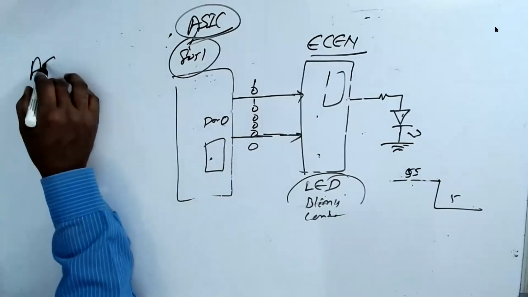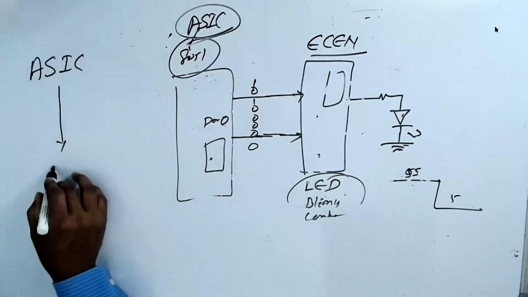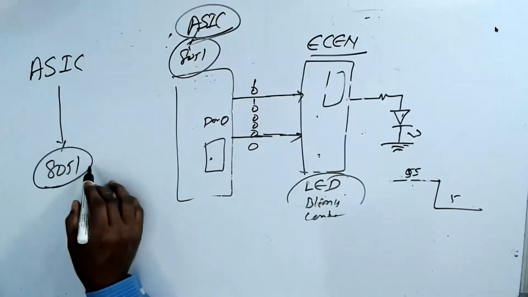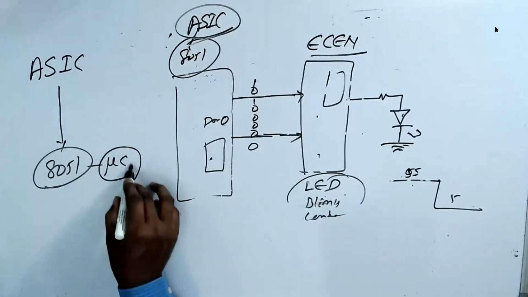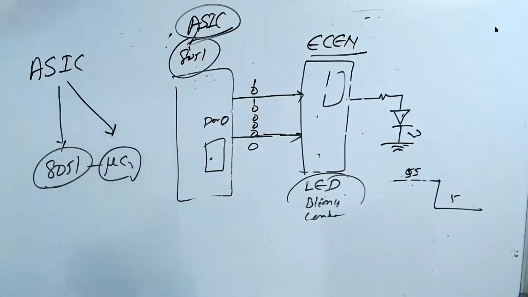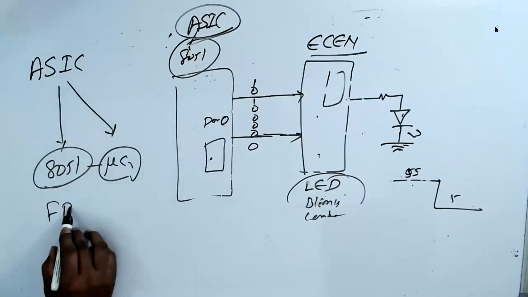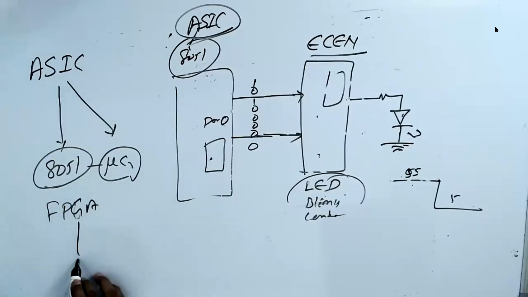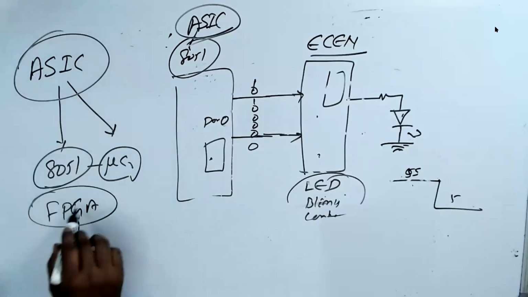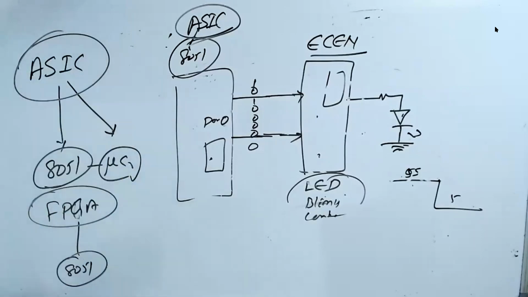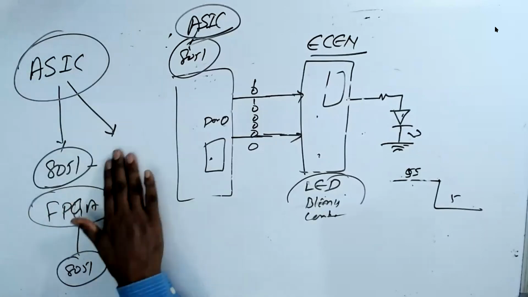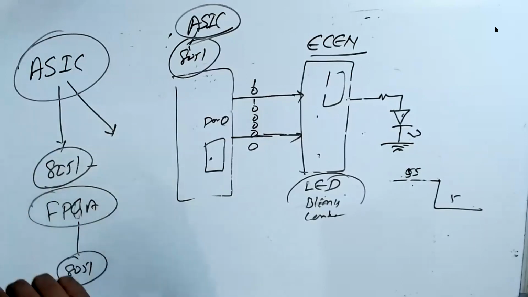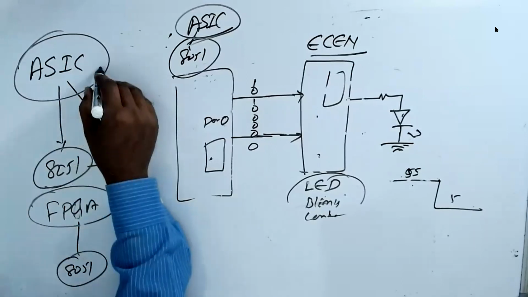See, ASIC is a fixed IC. Your 8051 is a microcontroller built using ASIC. But I can also build a microcontroller using FPGA. So 8051 can be built using ASIC technology or FPGA technology. You can do it either way. Understand? So don't get confused between 8051 and ASIC and FPGA. These two are implementations.